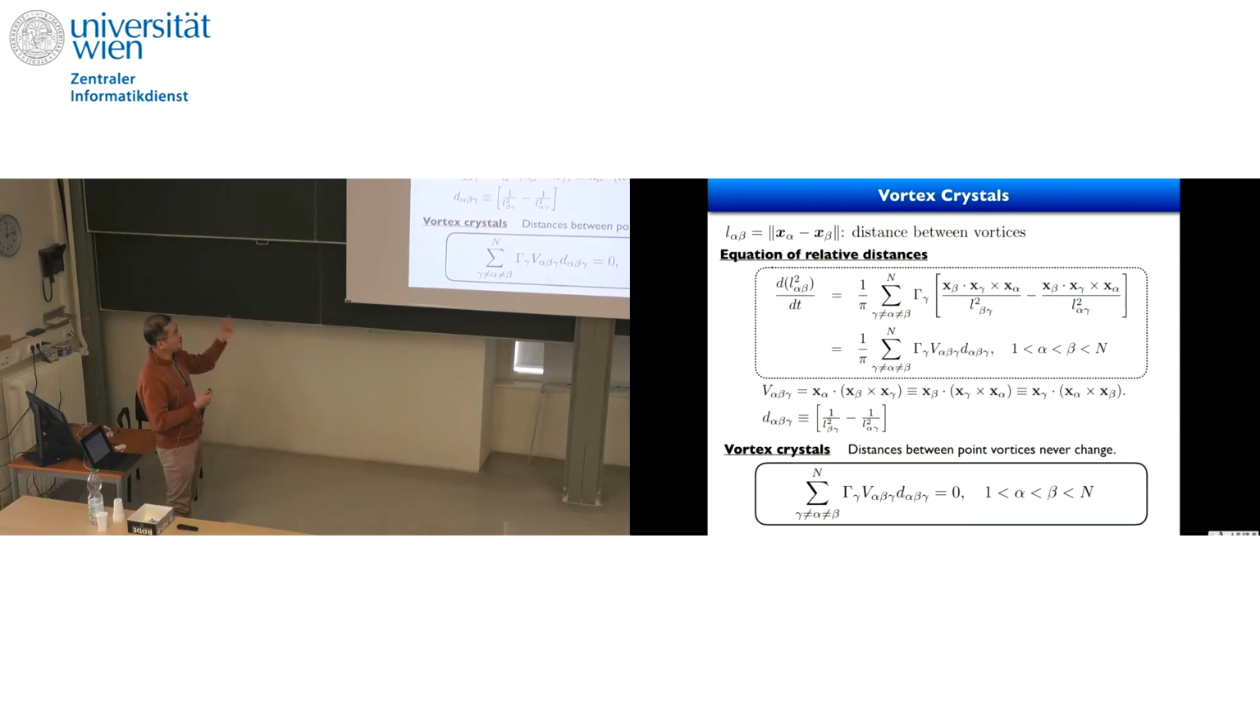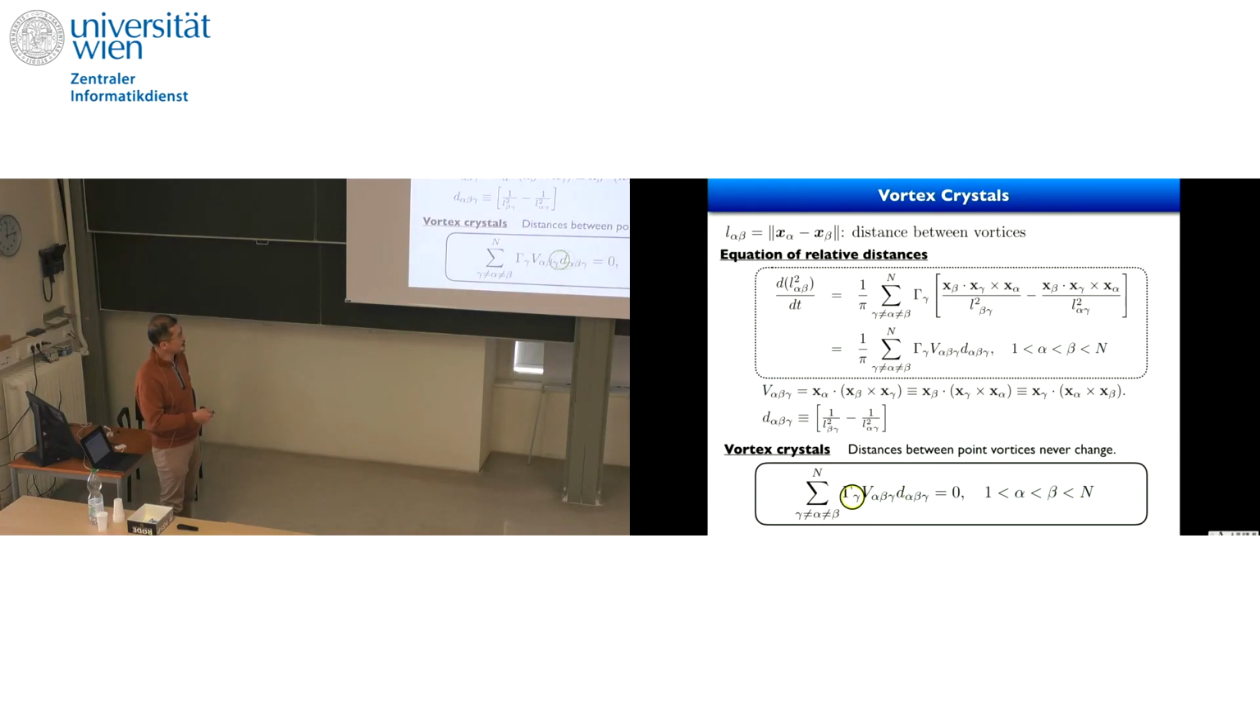So we derive the equation of the distances from the original ODEs, then we have this very complicated equation, which in short can be described by V alpha beta gamma, D alpha beta gamma. So in order to obtain the vortex crystal states where the relative distance never changes for all time, we need to solve this equation for all alpha and beta and n.